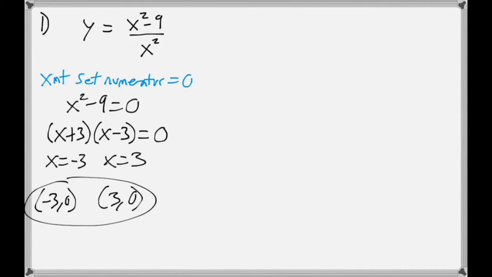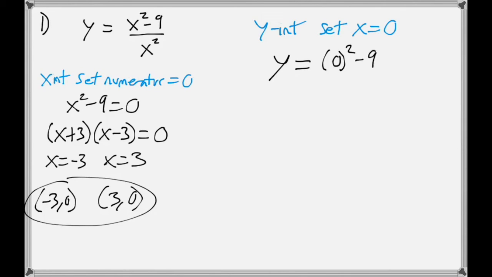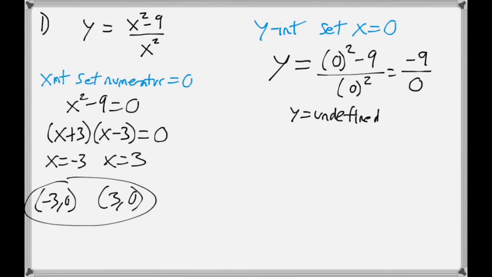For the y-intercept, I want to set x equal to 0. So y is going to be equal to 0 squared minus 9 over 0 squared. And you'll see we have a big problem here because this is going to be negative 9, but this is going to be 0 on the denominator. And I can't have that. So y is undefined. And what that actually means is that there's no y-intercept.